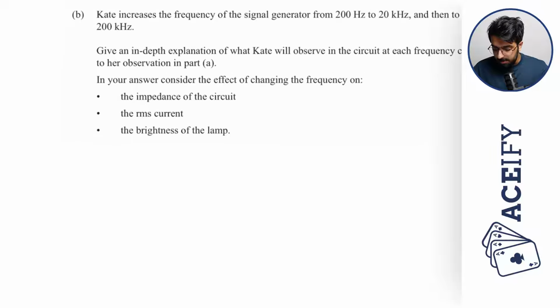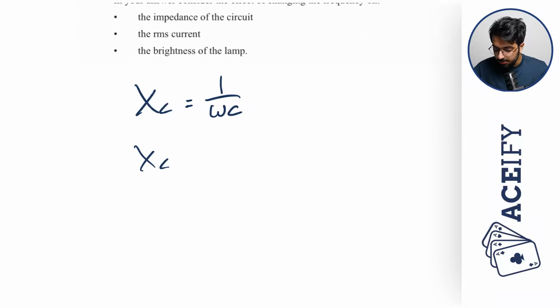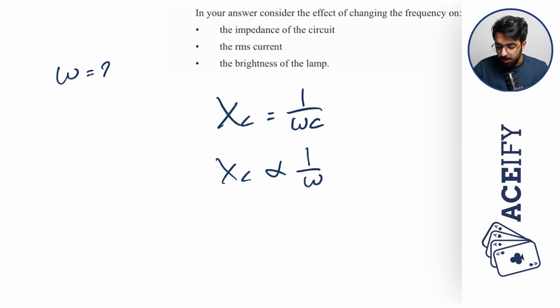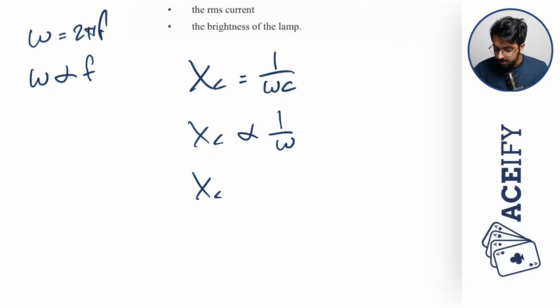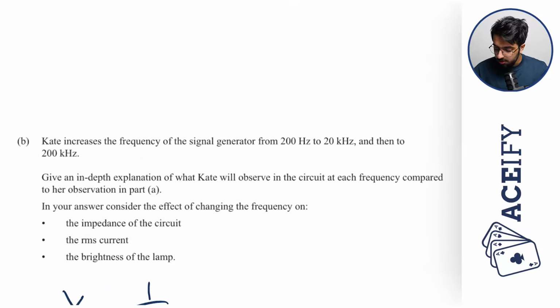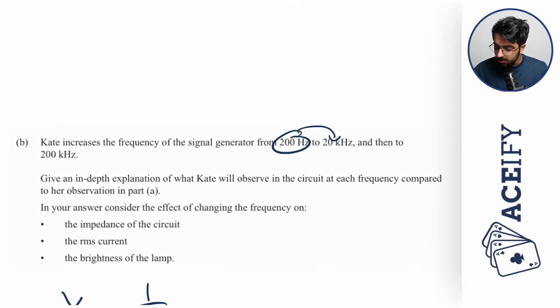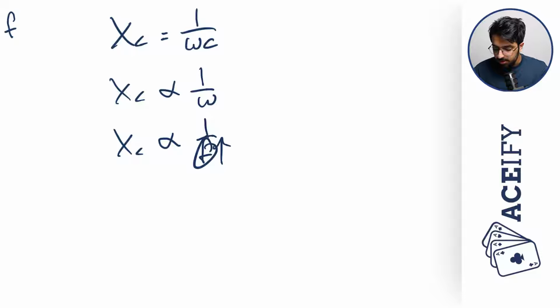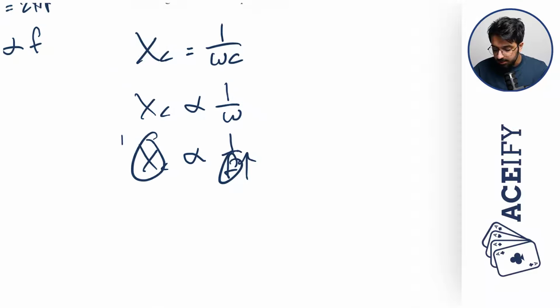Alright, so we know that the reactance of our capacitor is equal to 1 all over omega C, and so therefore the reactance of our capacitor is inversely proportional to our angular frequency. We know our angular frequency is equal to 2 pi f, and so therefore our angular frequency is directly proportional to our frequency, and so therefore our reactance of our capacitor is inversely proportional to our frequency. And so therefore if we increase our frequency from 200 Hz to 20 kHz, we're going to decrease the reactance of our capacitor.